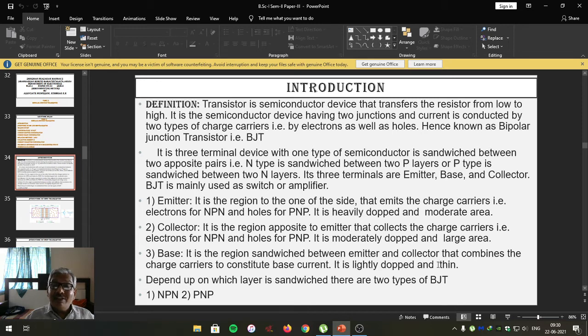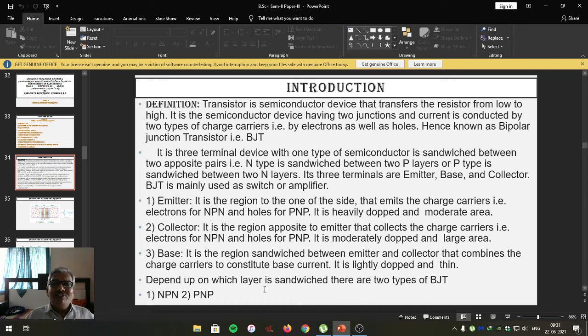दोन मुलांमध्ये एखादा मुलगा ज्यावेळेला वर्गात बसतो त्यावेळेला मधल्या मुलाला अतिशय congested होतं. So that is the uneasiness associated with the base. It is very thin and it is lightly doped. Friends, these are the three terminals associated with the BJT.